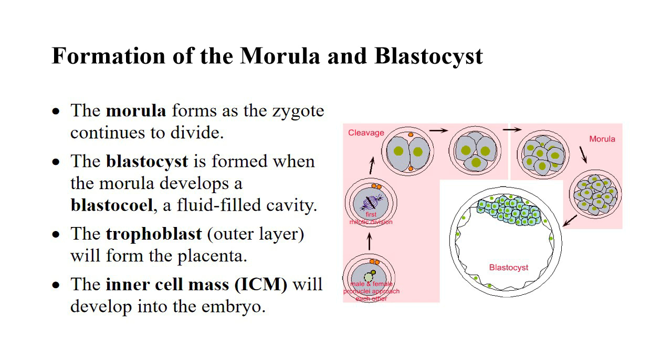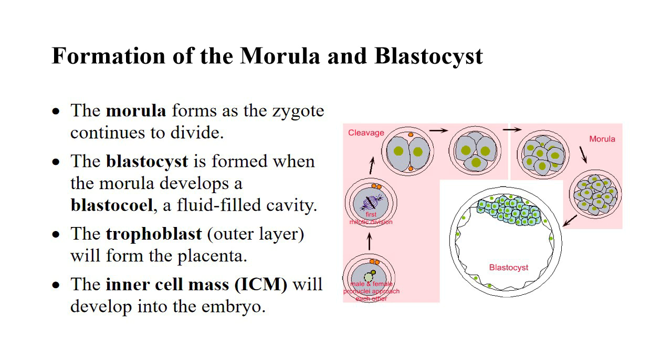Morula, the solid ball of cells, about 16 to 32 cells, formed by cleavage. This stage occurs around 3 to 4 days after fertilization. The morula moves from the fallopian tube towards the uterus. Blastocyst formation. By day 5 or 6, the morula develops into a blastocyst.